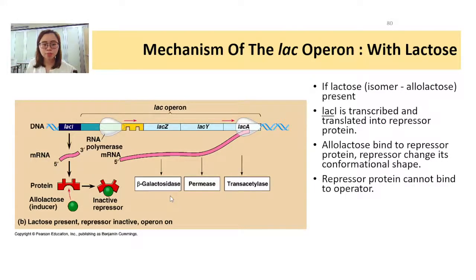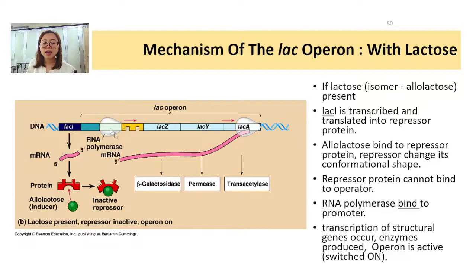Disebabkan bentuk dia sudah berbeza, kalau kamu tengok di gambar ini macam dia melengkung sedikit kan. Okay, as long as the shape is changed, the conformation is changed, it cannot bind to the operator. Repressor protein cannot bind to operator. Now, the RNA polymerase can bind to the promoter. Dia boleh melekat sudah. Jadi, asal RNA polymerase ni boleh lekat, dia lekat kepada promoter dan dia akan start transcription.